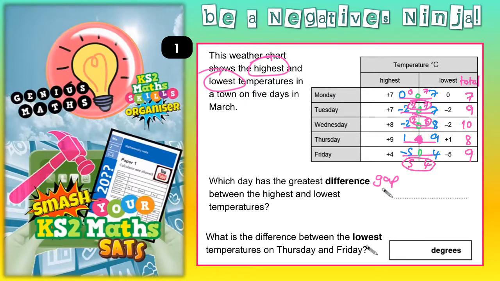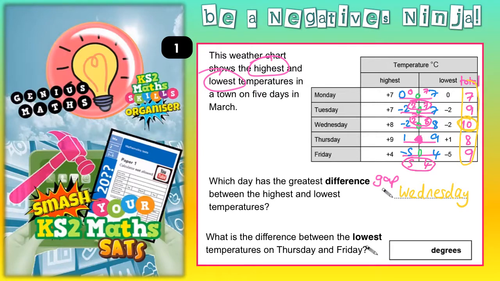Now we can actually look at these numbers and figure out which day has the greatest difference. Well, the day with the greatest difference is going to be Wednesday, because that has a difference of 10. And that's bigger than any of the other days. So the first answer that we're looking for is Wednesday.